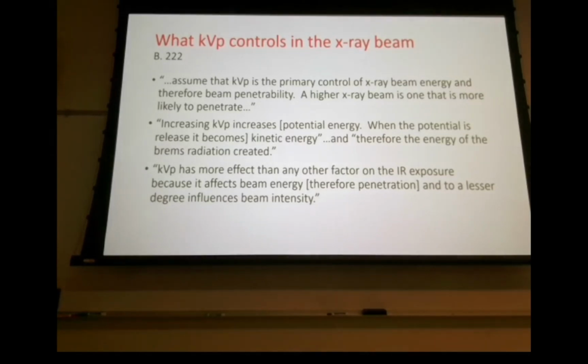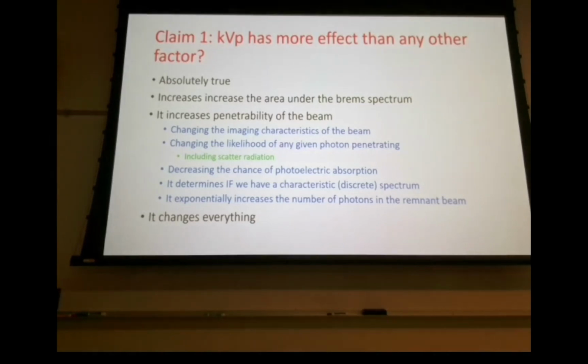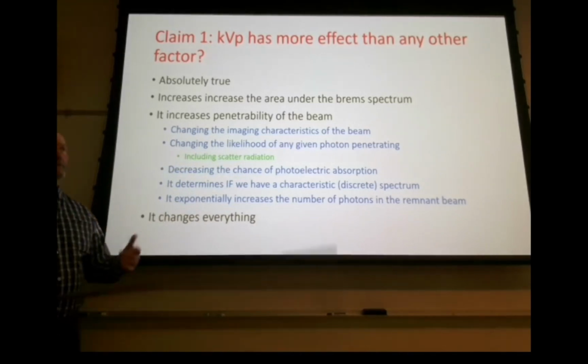Okay, so a higher quality X-ray beam is one that is more likely to penetrate. Increasing kVp increases the potential energy. When that potential is released, it becomes kinetic energy, and therefore the energy of the BREMS radiation that we create. As we increase kVp, we increase that peak energy, but we also increase everything in the BREMS spectrum. So kVp has more effect than any other factor on image receptor exposure, and that's absolutely true. It increases the area under the BREMS spectrum. We're going to take a look at the BREMS spectrum in a minute.